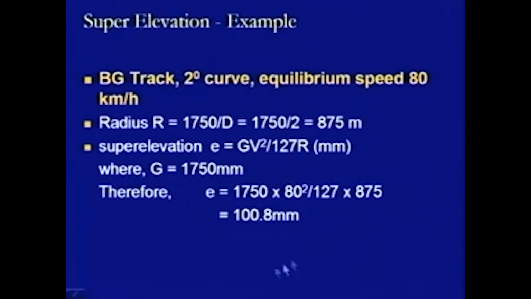So, this is the amount of distance by which the level of the outer rail has to be raised with respect to the level of the inner rail, or we can say it is 10.08 centimeters. So, by this much value it is to be raised if we have to keep the speed as 80 kilometers per hour.